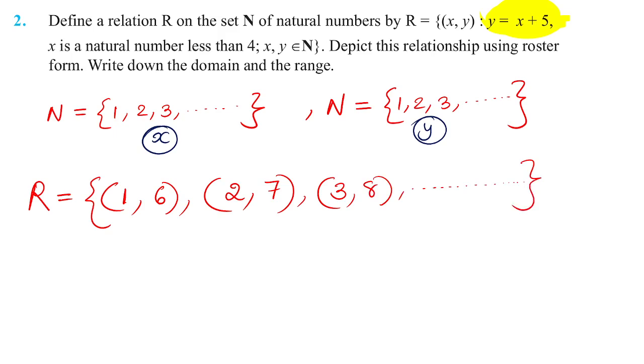This is the roster form. And it does not finish, it never stops. Okay, understood? Oh, sorry, I forgot to tell you. Y equal to X plus 5, and one more condition is there.